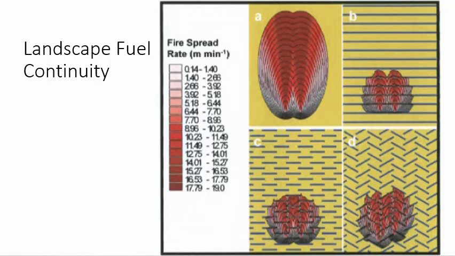So let's talk about fuel continuity at a different scale, not at the individual plant or particle scale. Let's talk about it at a landscape scale. This is a graphic from some work that I did about 20 years ago. We're looking at the effect of different spatial fuel patterns on a broader landscape scale. So look at panel A, you're seeing two ignitions showing an elliptical fire growth pattern, and the red indicates the intensity and the spread rate.